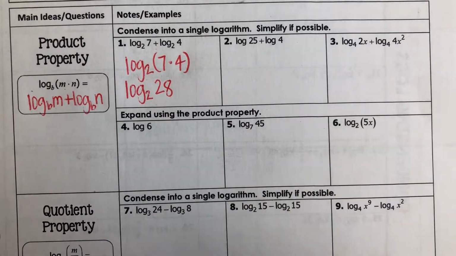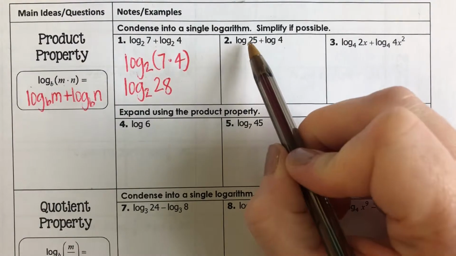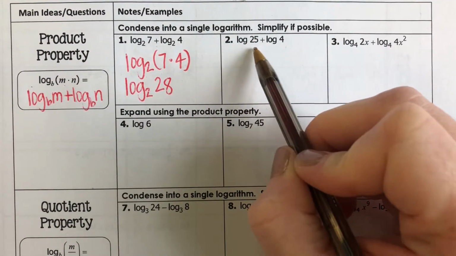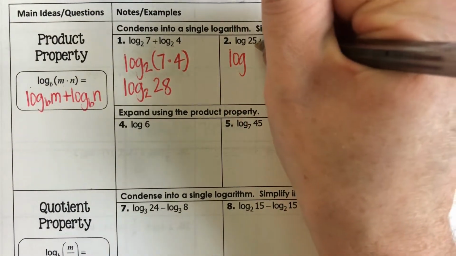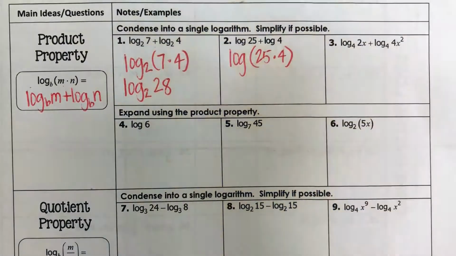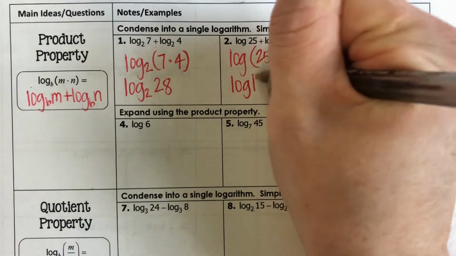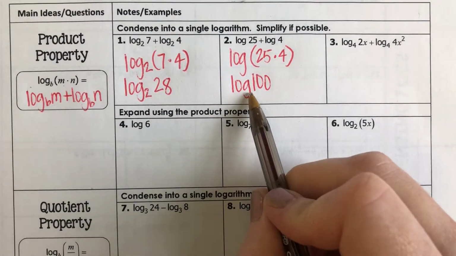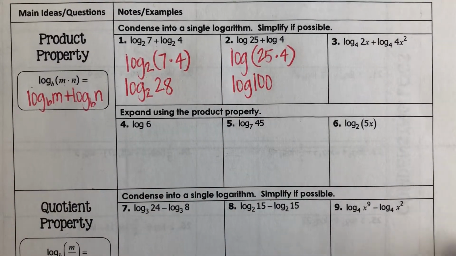All right, next, I've got log of 25 and log of 4. If you remember, there's an understood but unwritten 10 for this log. So I'm going to take the 25 and the 4, and I'm going to multiply them together. So that would simplify to log 100, remembering that there's an understood but unwritten 10 there as the base.